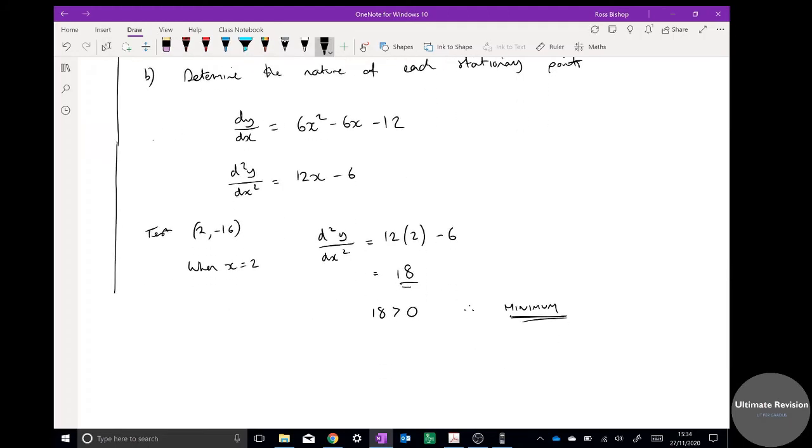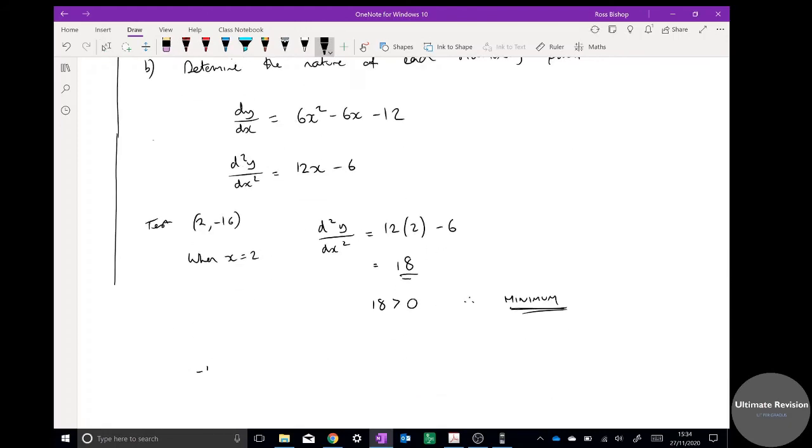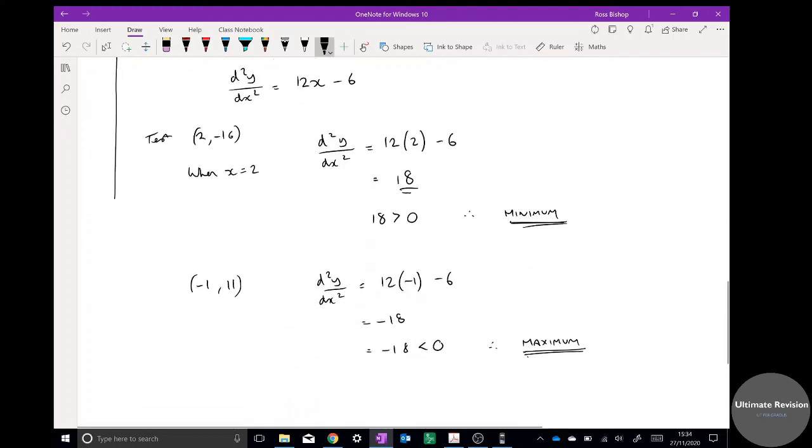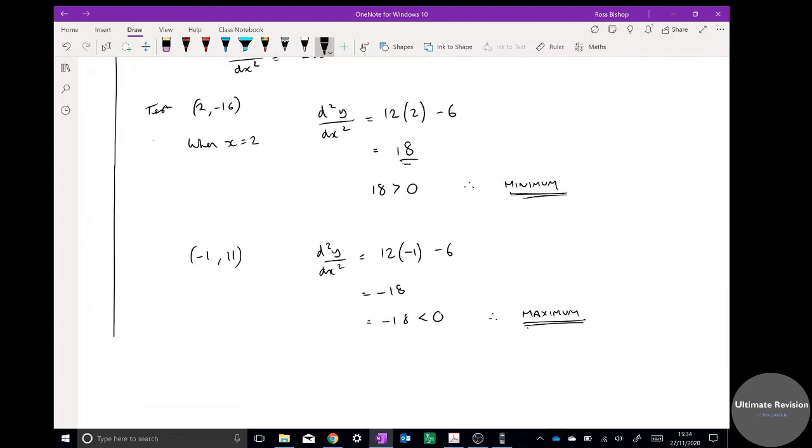The other one was, what was the other coordinate? Minus 1, 11. And if I put that into my second derivative function, I get, that's going to be minus 18. And minus 18 is less than 0, therefore it is a maximum. Okay, so that is what it means by determining the nature of each coordinate, and I've done that.